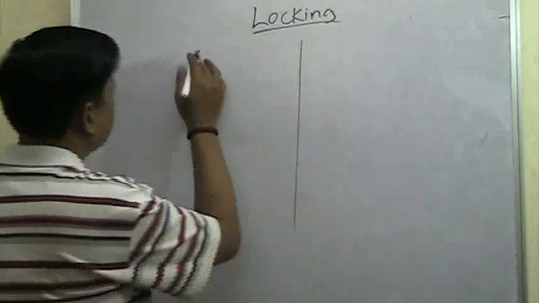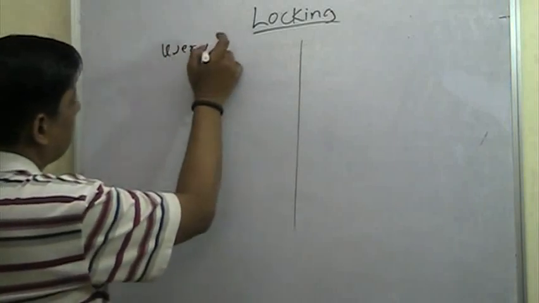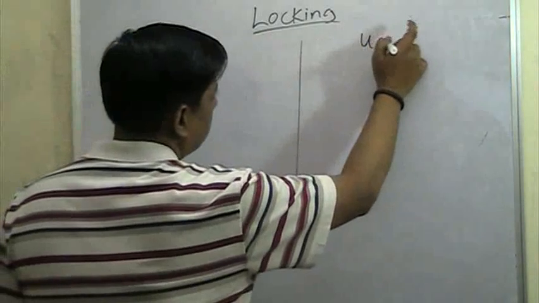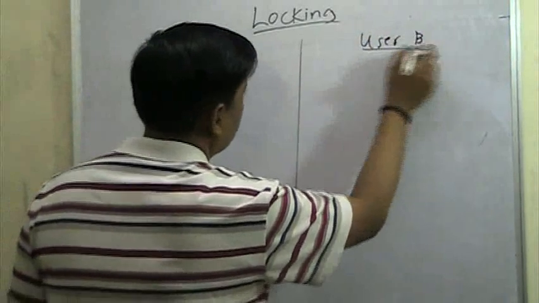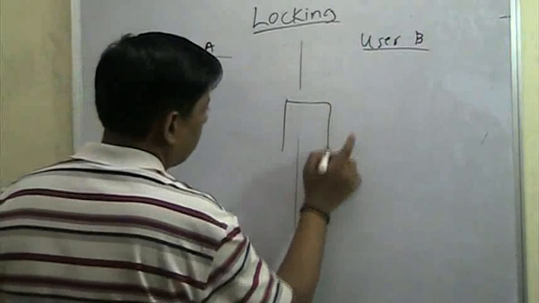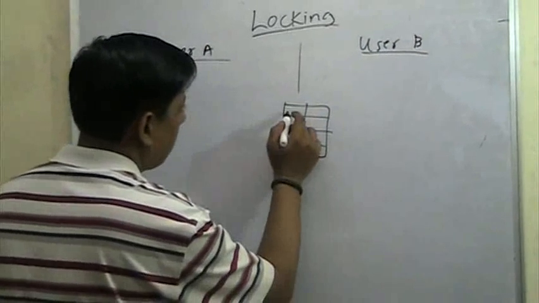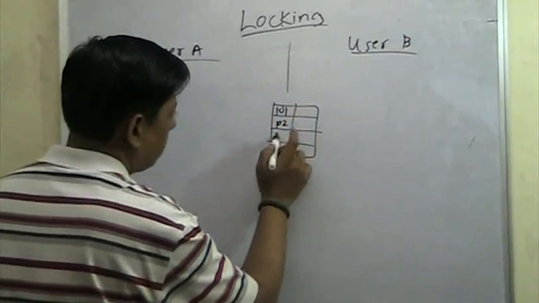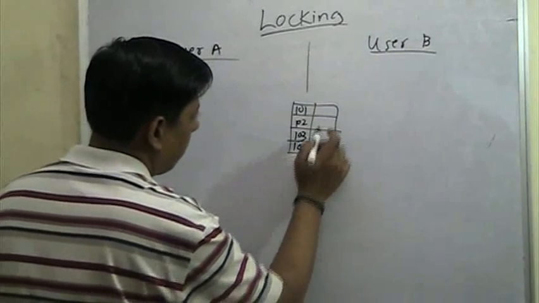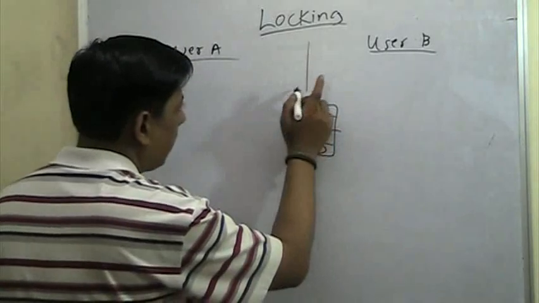So there is a user A and there is user B. Now, there is only one table here, let us say in the middle. And in this table there are rows 101, 102, 103 and 104, with values A, B, C, D. This is the column ID, and this is the column name.